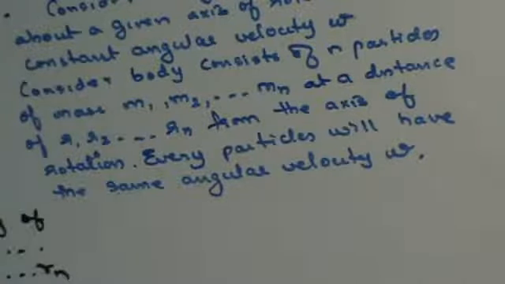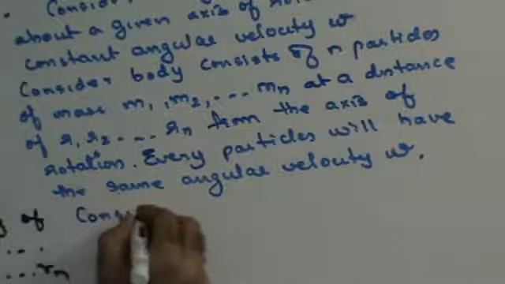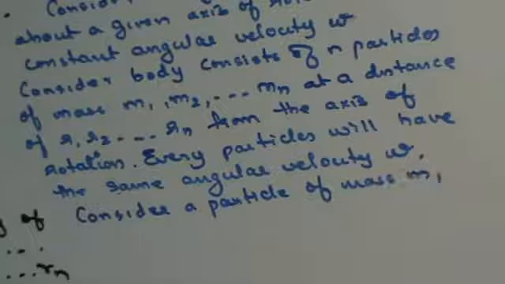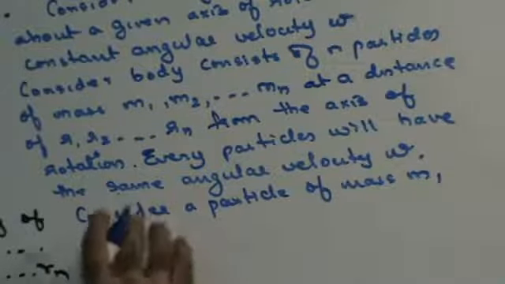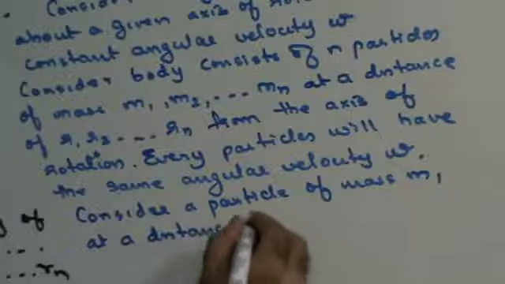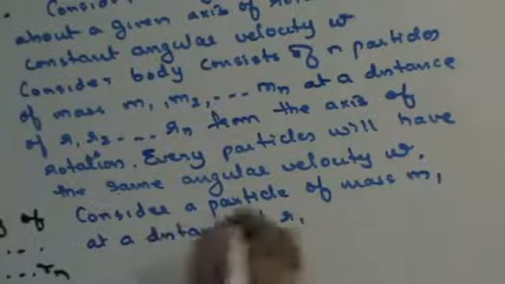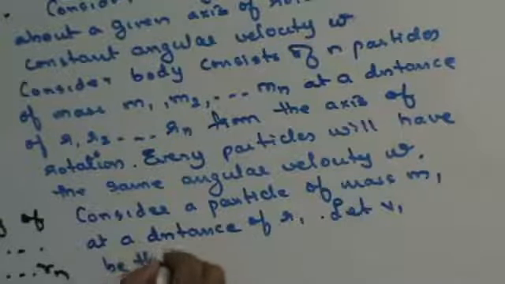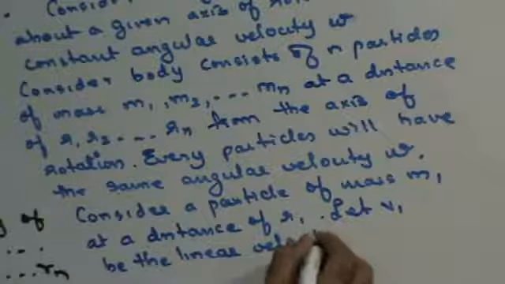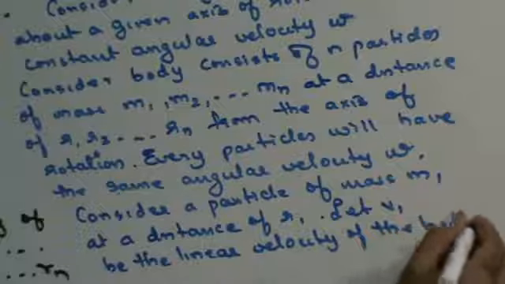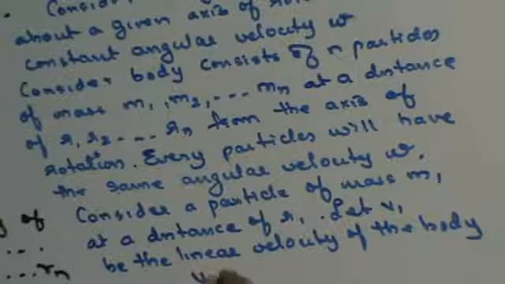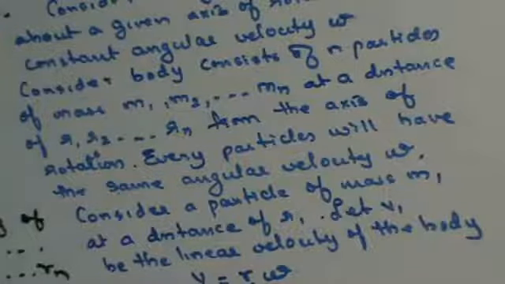Now let's just consider one point on the body. Consider a particle of mass m1 at a distance of r1. Let v1 be the linear velocity of the particle. Now, we know the relationship between linear velocity and angular velocity: v is equal to r omega. So, therefore, v1 is equal to r1 omega.